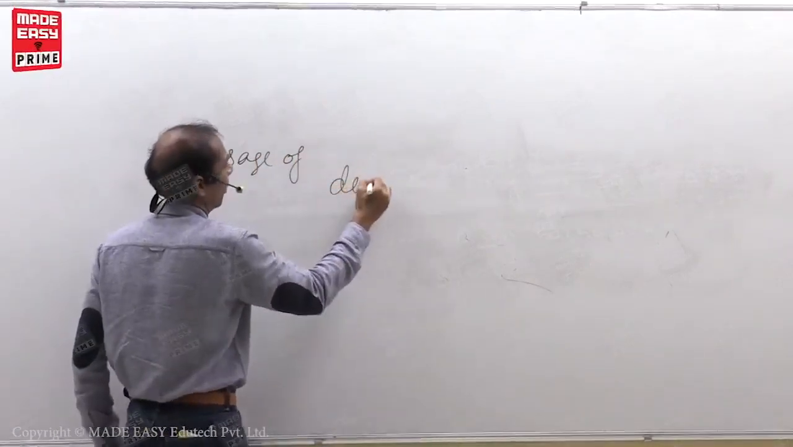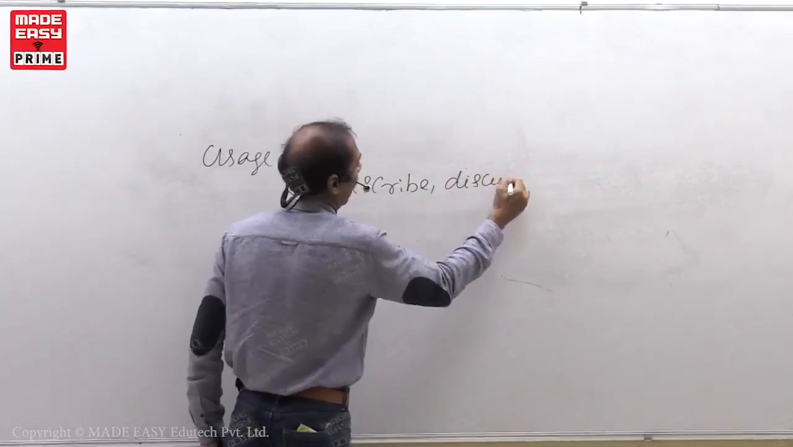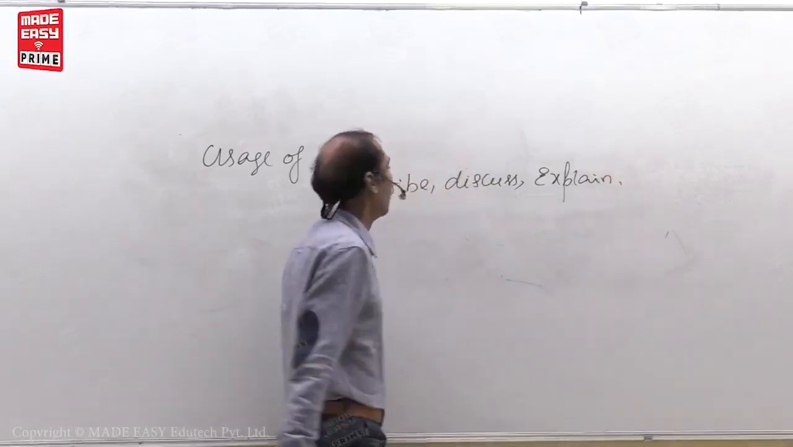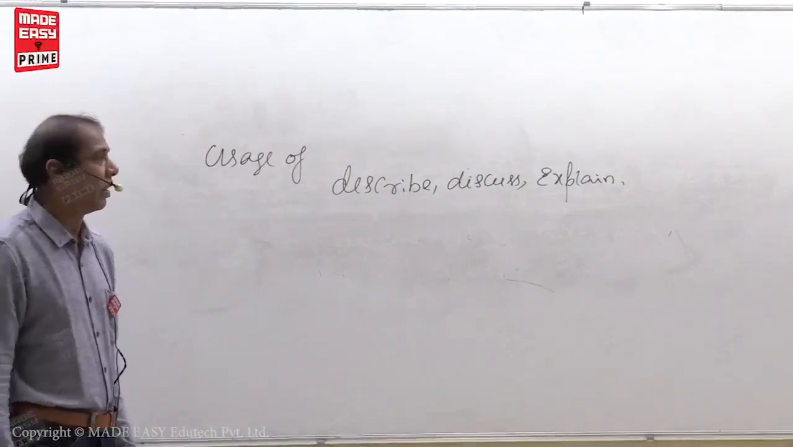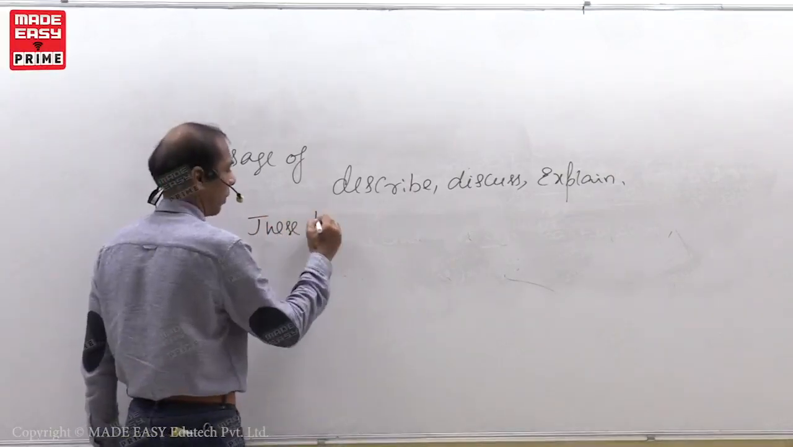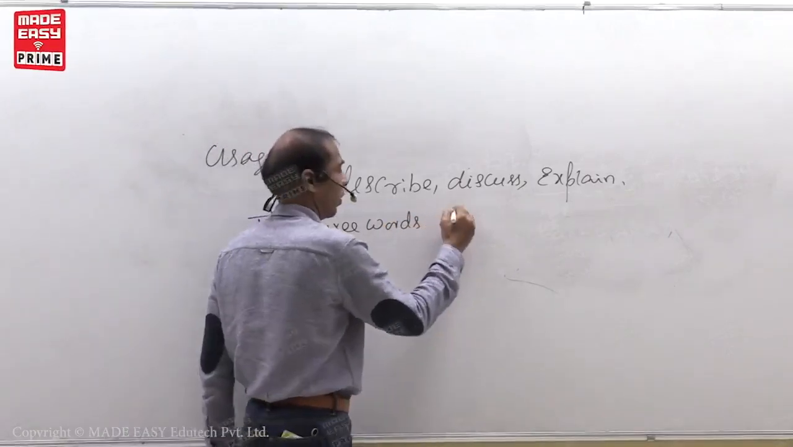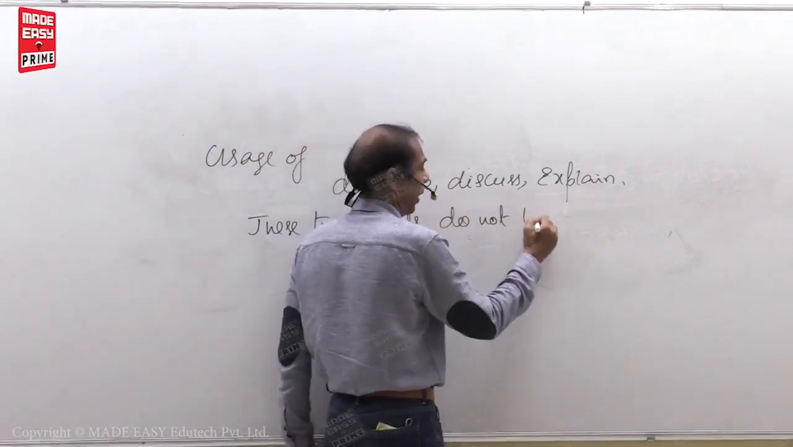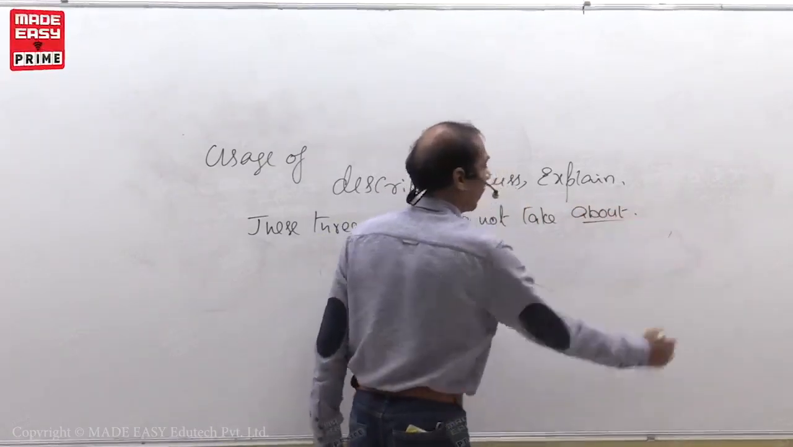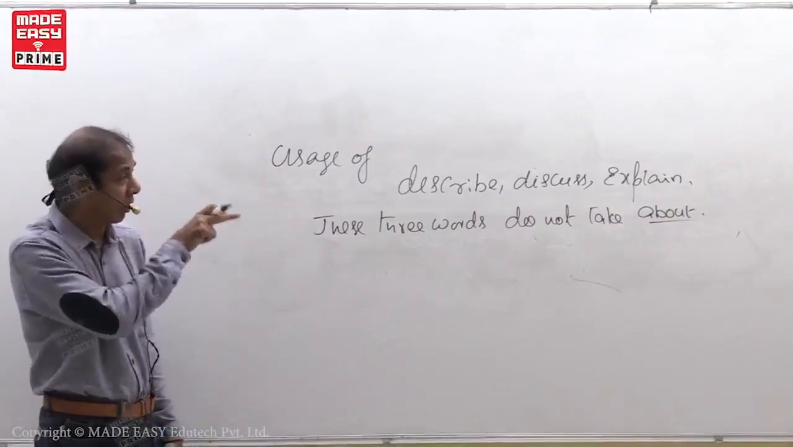Uses of describe, discuss, explain. Uses of describe, discuss, explain. See, these three words do not take about. When we use these three words, don't use about with all these three words.